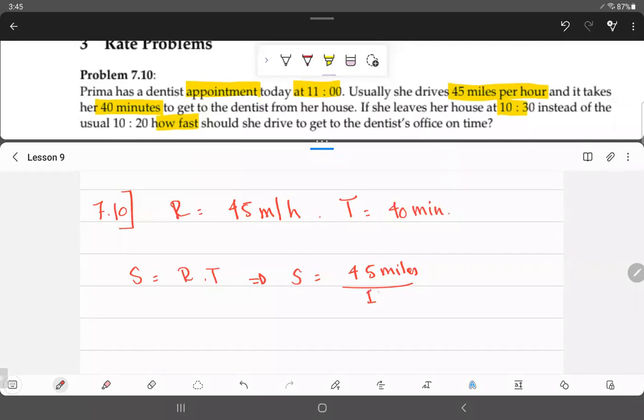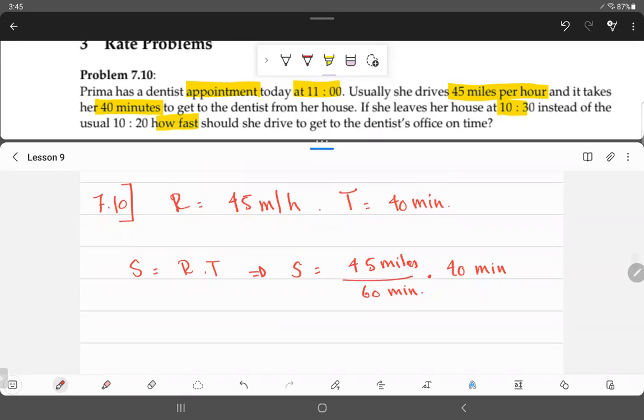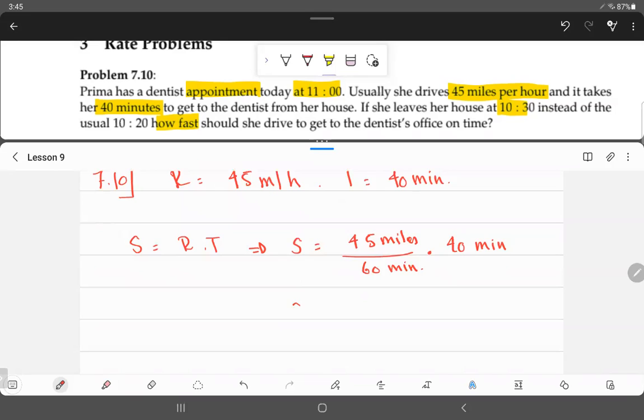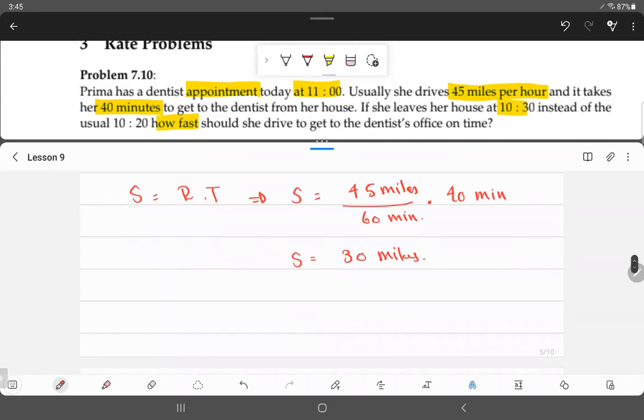per 1 hour, right? Times, the time is 40 minutes, that doesn't work, right? So we have to change this into minutes or hours. So let me change this to minutes here. 1 hour, let's say 60 minutes. Okay. So what is the S? You multiply them, you get the answer, which is 30 miles. What is S? S is the distance between her house and the dentist, right? So S is 30 miles.